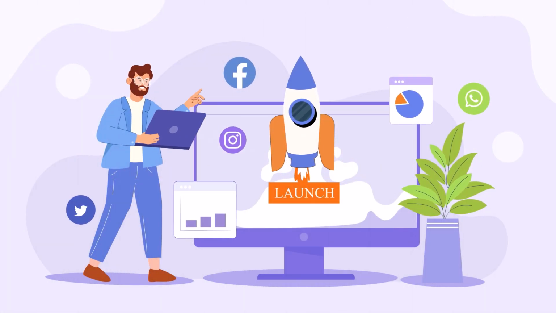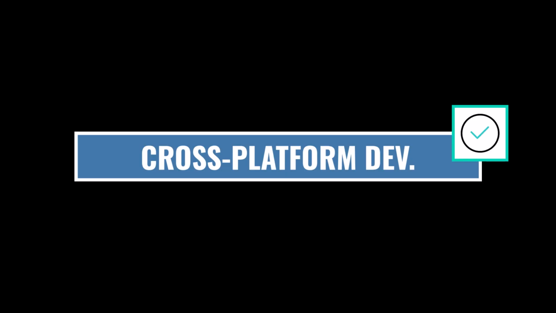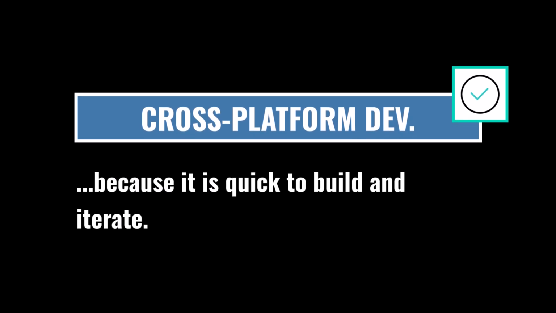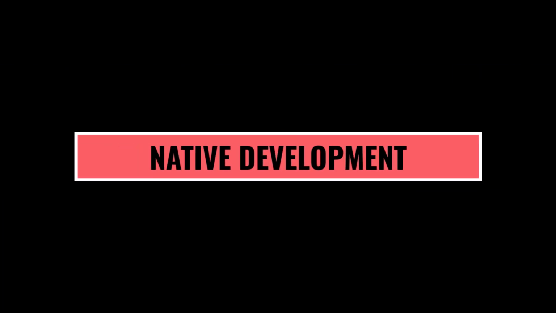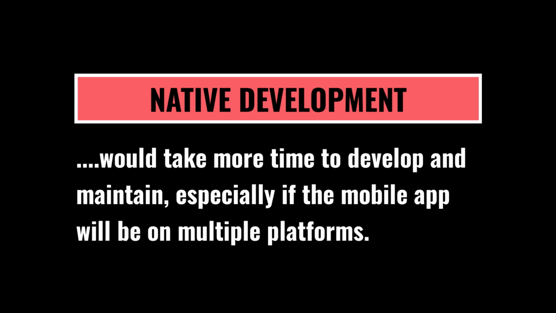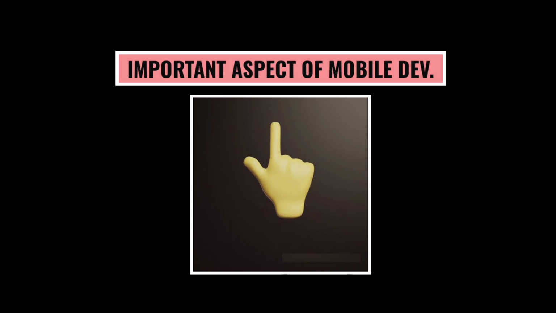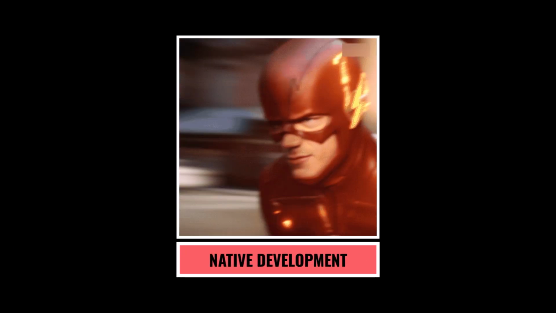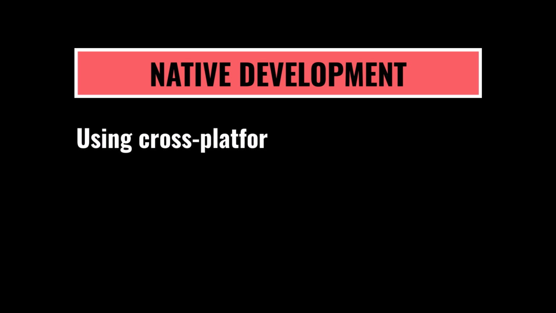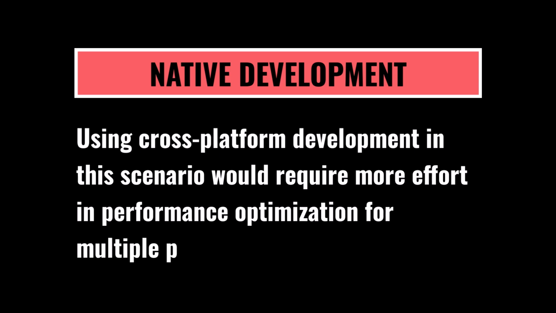If you want to ship a product or a mobile application quickly and get user feedback faster, then cross-platform development should be your choice because it is quick to build and iterate. Native development, on the other hand, would take more time to develop and maintain, especially if the mobile app will be on multiple platforms. Next, performance. Performance optimization is an important aspect of mobile development, especially when dealing with heavy computing apps like games. So, for apps that need accelerated performance, native development will be the best fit. This is because using cross-platform development in this scenario would require more effort in performance optimization for multiple platforms.